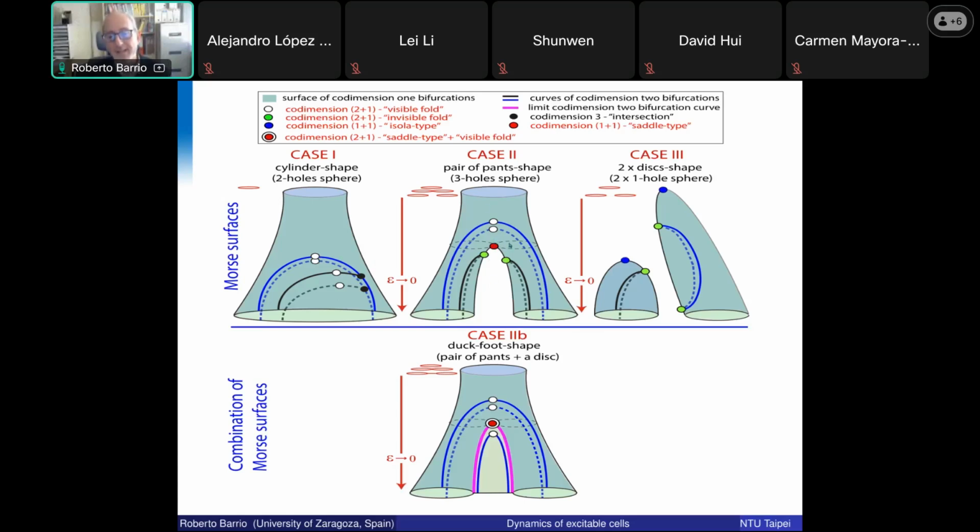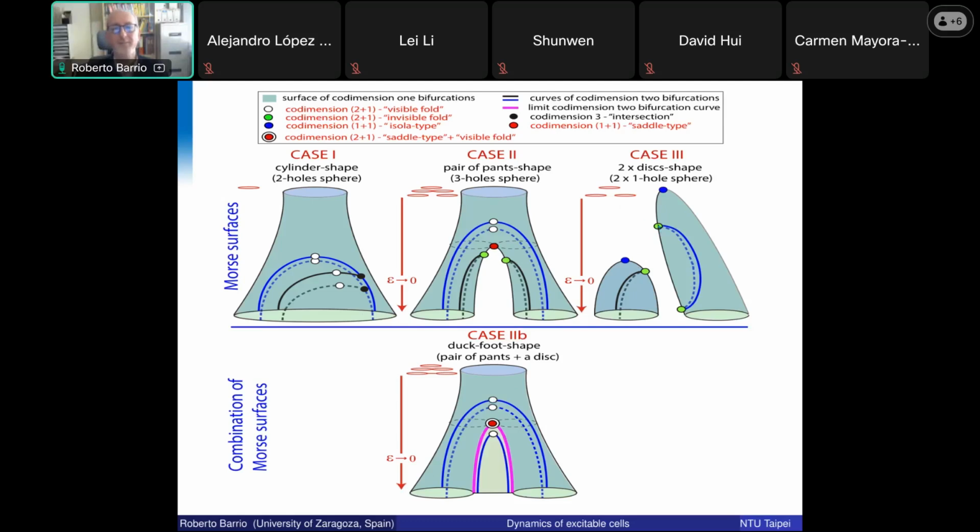Also, we may have this point. So this is the pair of pants shape in topology. So we have this point, or we have the maxima of the surfaces. So we have also these points. We call this one isola type, we call this saddle type, and we have what we call visible or invisible. This is a visible fold. Okay, we can see it, no problem. But in this case, when we go from one side to the other side, we call it invisible because we see only one and it disappears.